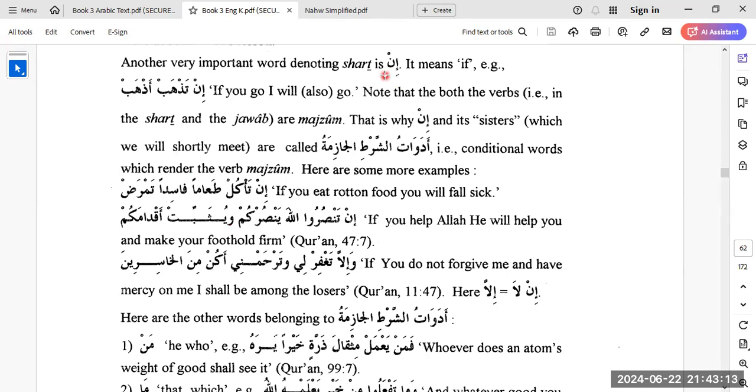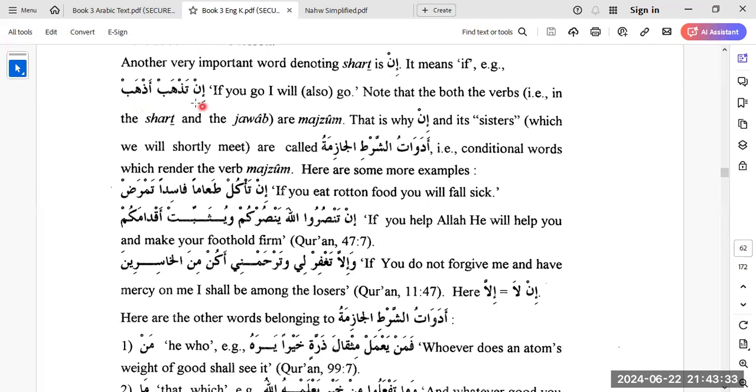That makes mubtada mansoob. We call it ismu inna, and then it's khabar inna. That's a different word. Inna is different. This is in. In means if, right? And the verb that will be following it will be majzoom, and jawab shart will also be majzoom.